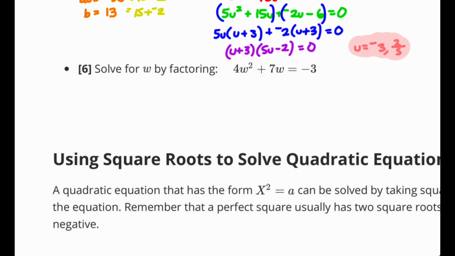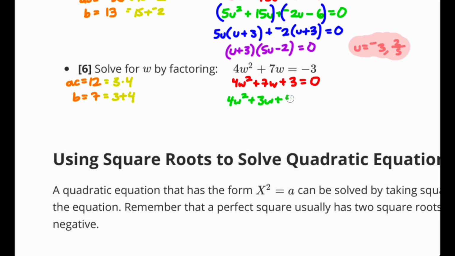All right, the next one, solve for w by factoring. Okay, again, it has to be set equal to 0, so what I'm going to do is add 3 on both sides and rewrite this equation really quick. So it's going to be 4w squared plus 7w plus 3 is equal to 0. Okay, from here we're going to find our AC, which is equal to 12. The B is equal to 7. Okay, this one's fairly easy. 3 times 4 is 12. 3 plus 4 is 7. That makes it nice. So now we're going to have 4w squared plus 3w plus 4w plus 3 equals 0.